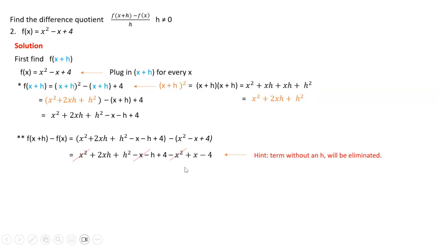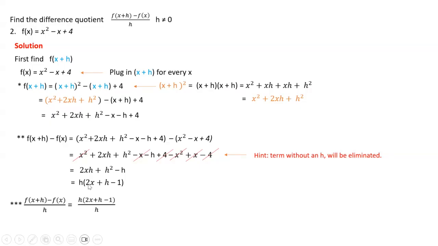So the x cancels with the negative x over here, and the 4 and the negative 4 cancel. So every term that's left has an h in it, which is 2xh, the h squared, and minus h. Now, to make step 3 easier, we're going to factor out an h. You see, every term here has an h in common, so we're going to factor it out.